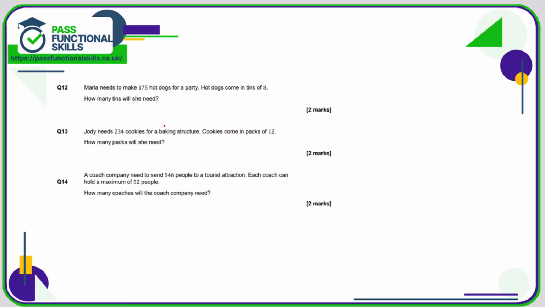Question 12, 13 and 14, we can use a calculator, so it's simply 175 divided by 8, which comes to 21.875 tins, but you can't buy 0.875 of a tin, so you'll just need to buy a 22nd tin, so 22 in total. 234 divided by 12 is the calculation for question 13, which comes to 19.5. You can't buy half a pack of cookies, so she's just going to have to buy 20 packs and have half a pack left over.